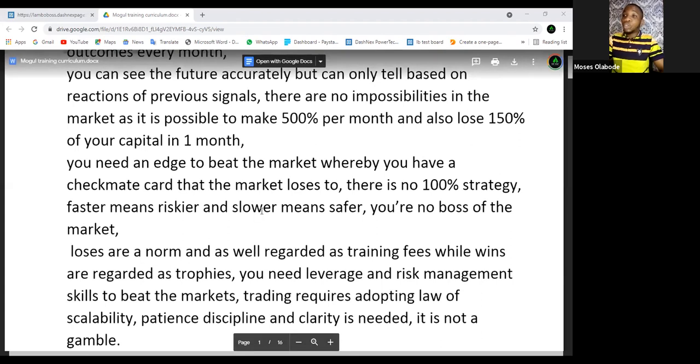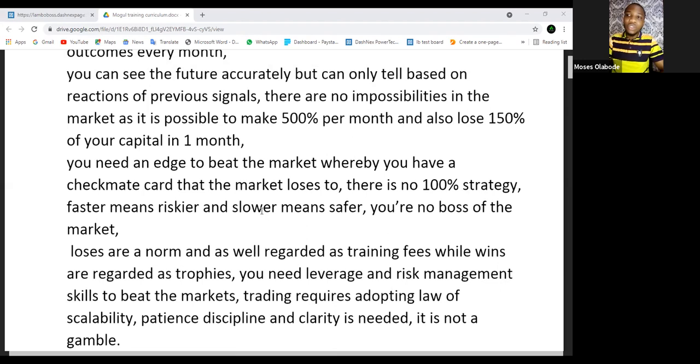Faster means riskier, slower means safer. If you don't want to blow your account, always remember this rule: faster means riskier, slower means safer. Don't look for quick returns. Look for stable, steady returns.